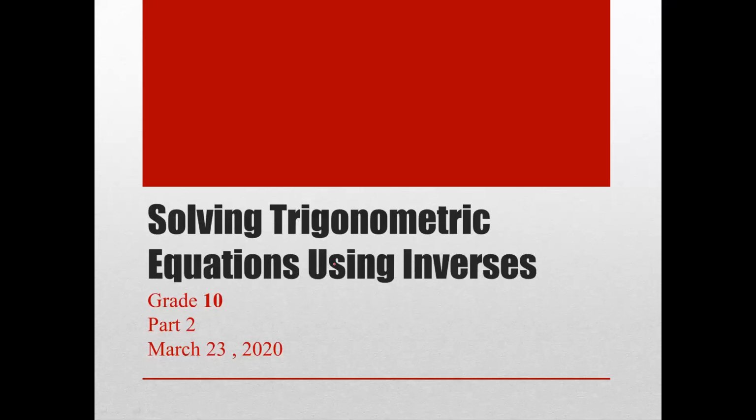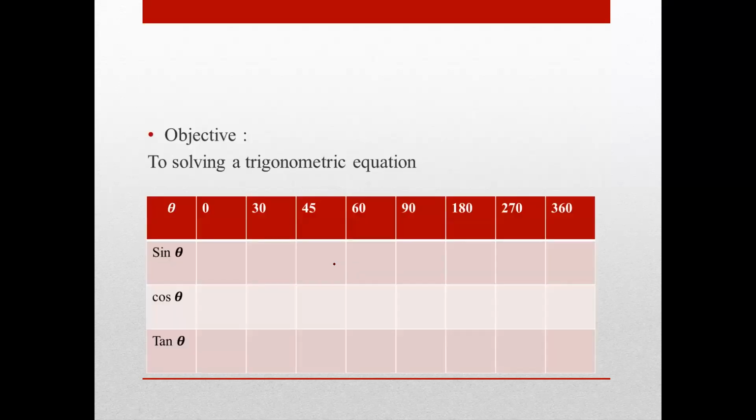Good morning. Today we will continue our lesson which was talking about solving trigonometric equations using inverses. Now, before we start, I want to remind you how we can find the sine and cosine for the main angles here. For angle 0, the sine of 0 is 0, and also the sine of 360 is 0. Cosine 0 is 1 and cosine 360 is also 1.